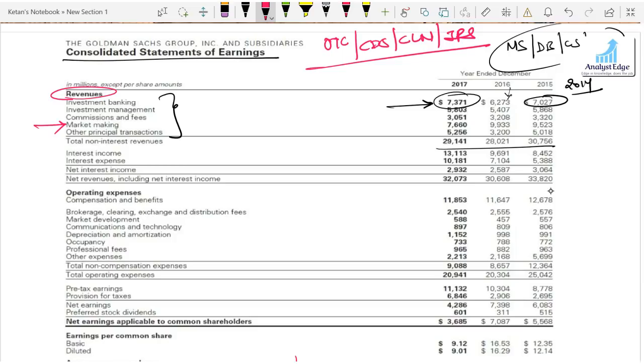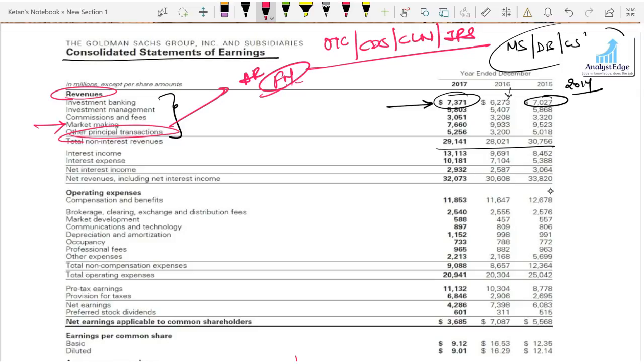Fair enough. Other principal transactions, though the number looks quite huge, around 5 billion, we will not get into this. What you can do is check out the annual report, and in the footnote you can understand what other principal transactions the company has dealt with. This is not a regular income item. You may see it in one year, or you may not.